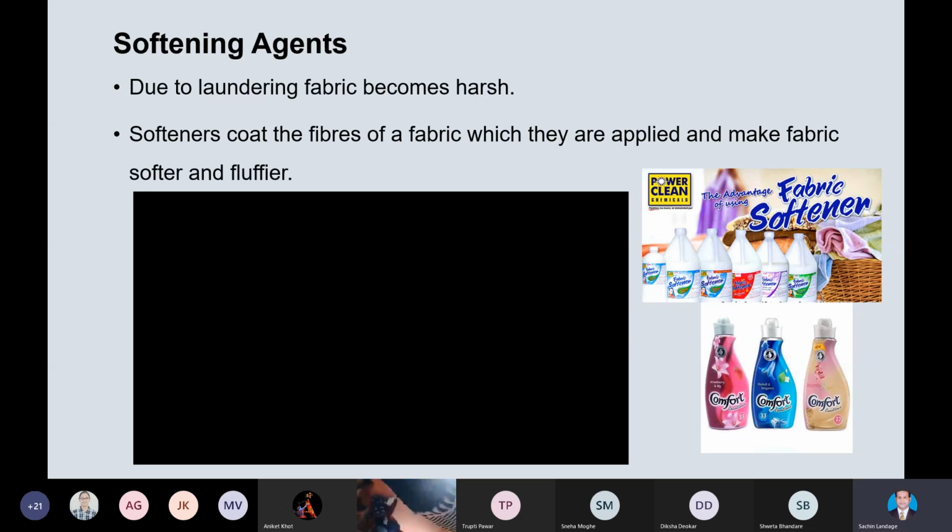In a few cases, FR is also required, and that is also applied. Mildew resistance is also applied after the laundering. Even water repellent finish we can apply to the garment after the washing is over. So after the laundering is over, whatever the various finishes we have studied, all can be done in a laundering operation. Clear?